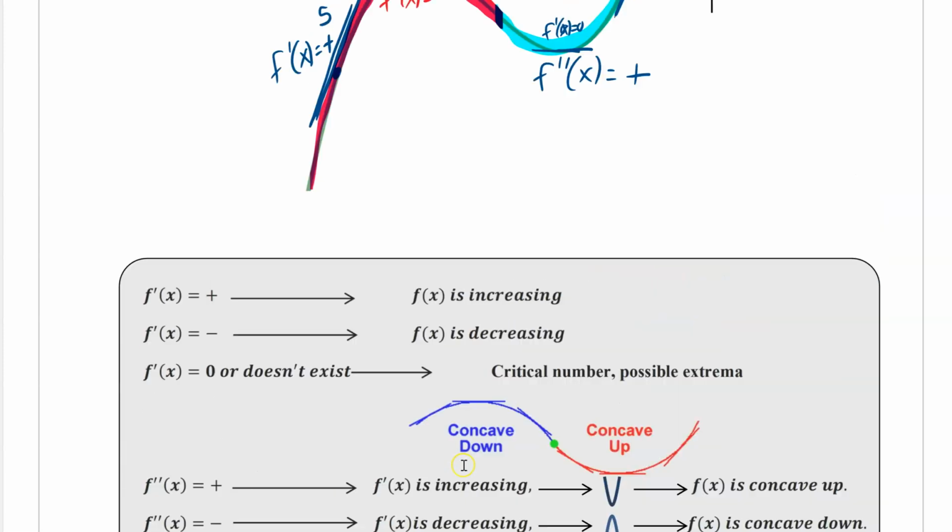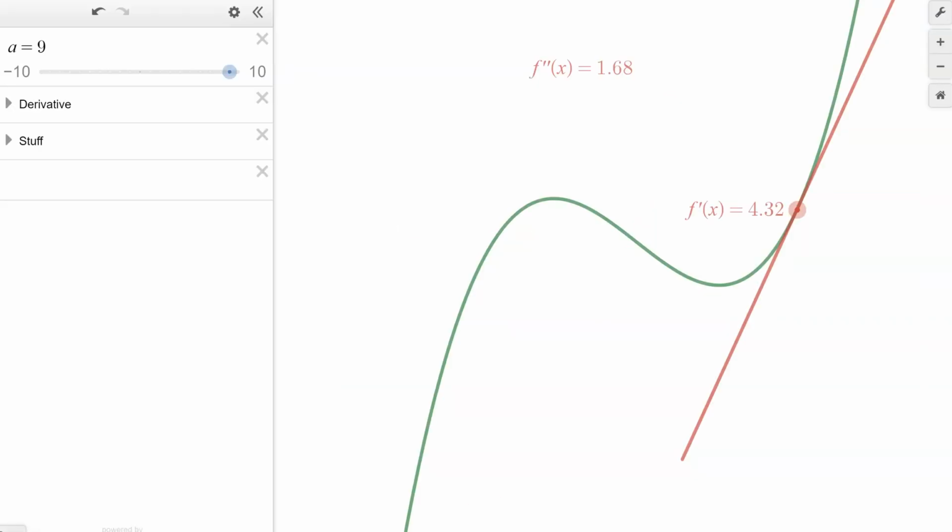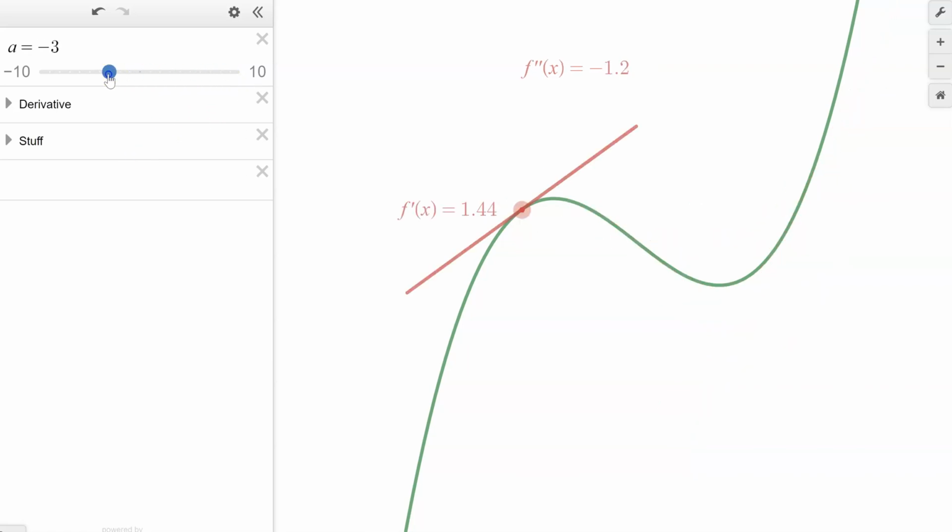So what that means is this. Right here is our point of inflection. That's where our concavity changes from down to up. And that means we would have a second derivative equal to 0. So it looks like this. Watch. We're going to start over here again, and we're going to go through it.